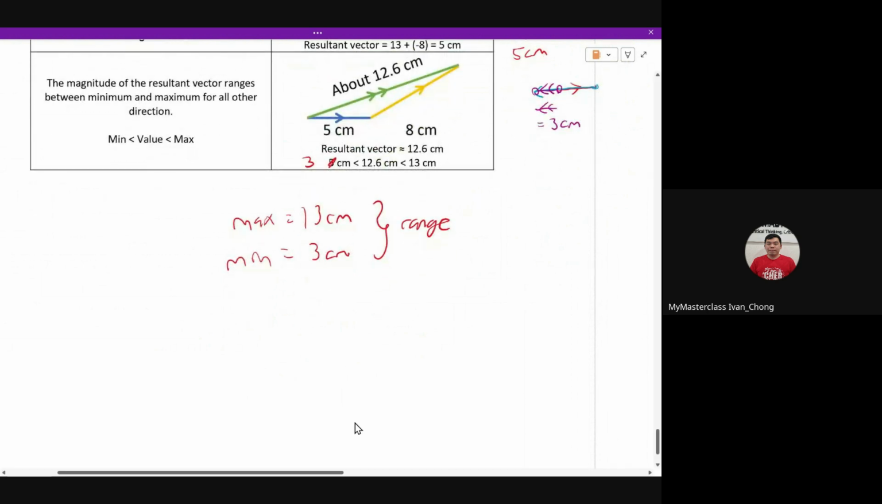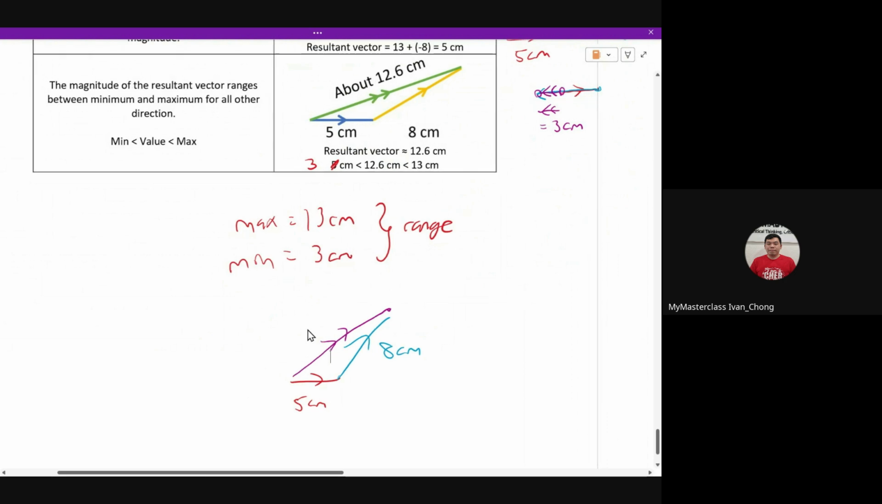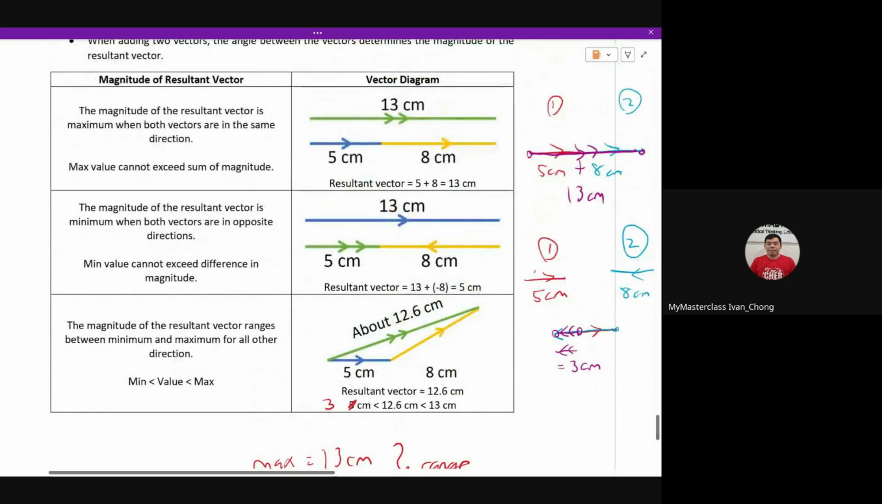So basically, even if I have this 5 cm and some angle of this 8 cm, the resultant will be somewhere in between these two. The thing is, this resultant cannot be more than 13 cm, because 13 cm is when it's totally flat. And if my 8 cm is flipped to the left, you will notice that the value gets smaller and smaller. Now, do take note, this is talking about all of your magnitude. We are not interested in your positive or negative value itself.